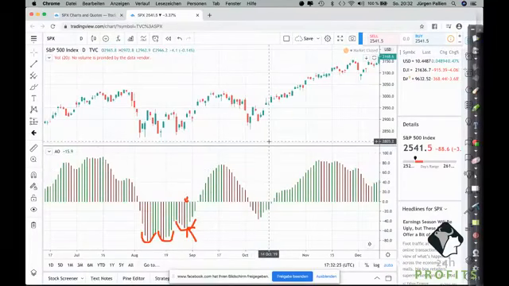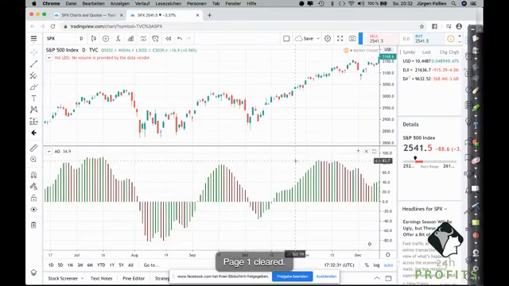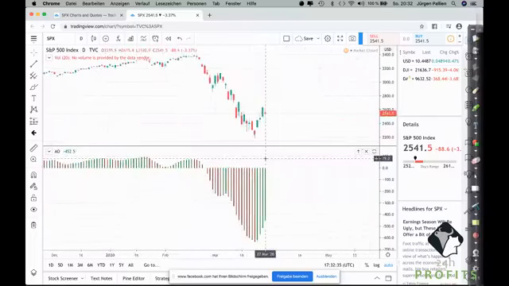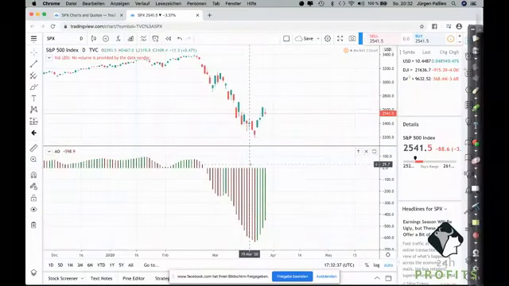Anyway, it's a great tool if you want to find out whether momentum is changing, and when momentum is changing, that can be a change in direction for the prices as well. So these are the two things that we can look for.